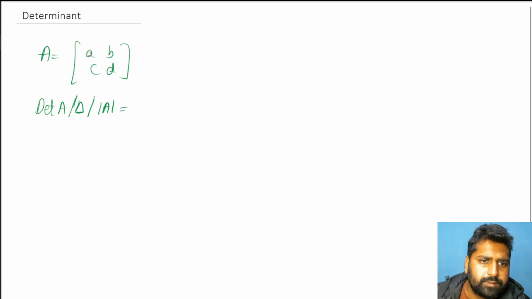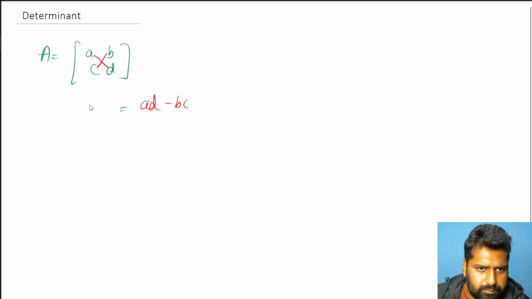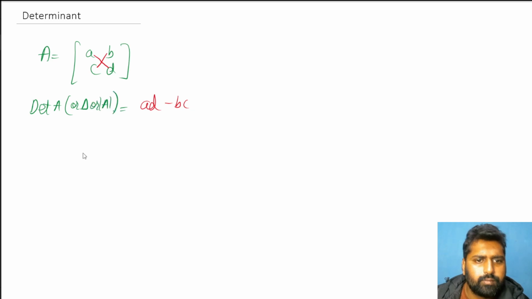How do we calculate? Multiply this, AD, minus multiply this, BC. First forward diagonal, then backward diagonal. AD minus BC. That's your determinant A. I'll rewrite this: determinant of A or delta or mod A. So for 2 cross 2, all we have to do is cross multiply and subtract.